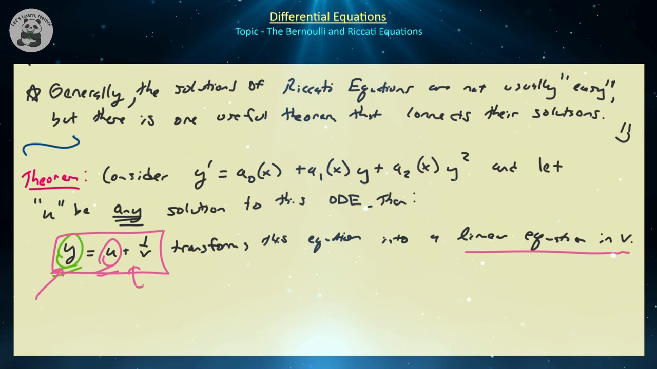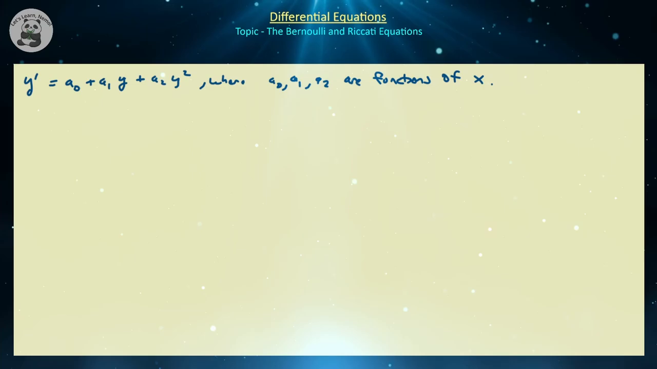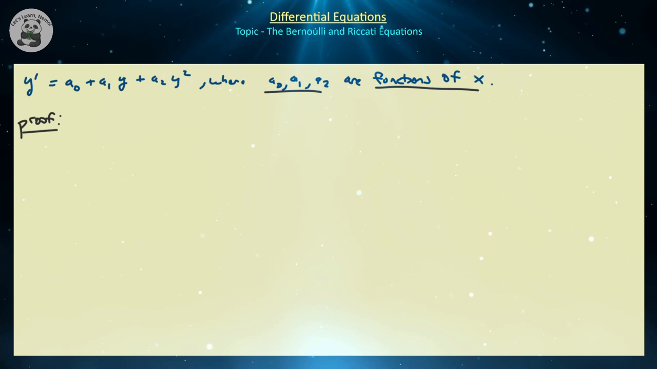So let's see if we can go ahead and prove this beautiful and analytical result, and then later on in this series we'll revisit this problem and figure out how we can actually find a particular solution u. So let's write our Riccati equation y prime is equal to a0(x) plus a1(x)y plus a2(x)y squared as just a0 plus a1y plus a2y squared, where it's understood that a0, a1, and a2 are all functions of x. Let's see if we can prove this nice little linear combination theorem associated to this Riccati equation.